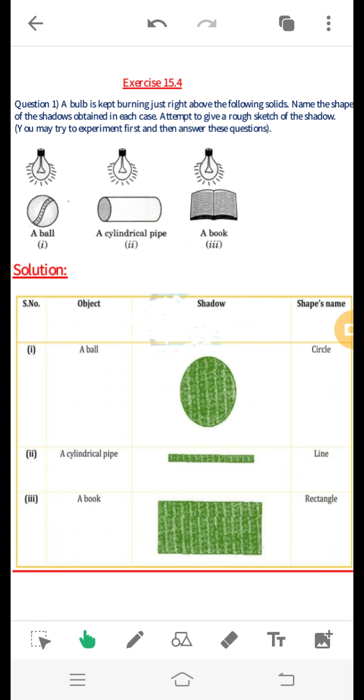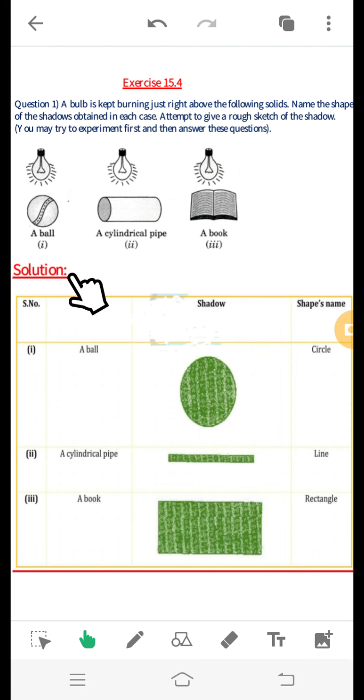Now the exercise 15.4: a bulb is kept burning just right above the following solid. Name the shape of the shadow obtained in each case. Attempt to give a rough sketch of the shadow. You may try to experiment first and then answer this question. Means if we put the bulb above these following shapes, how its shadow looks, that we have to show.